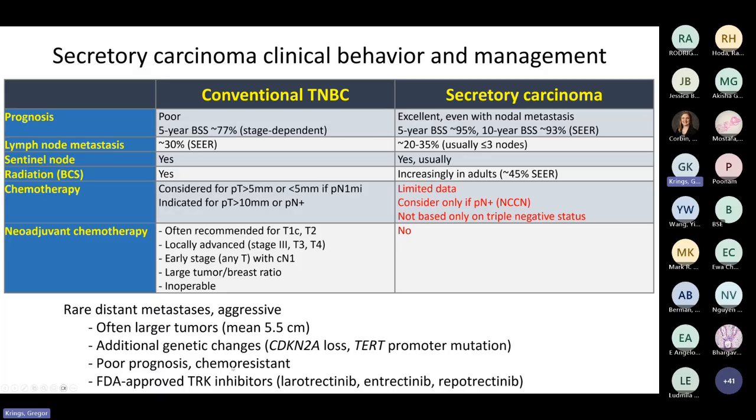The metastatic tumors are often chemo-resistant, but these patients are candidates for FDA-approved TRK inhibitor therapies such as larotrectinib, entrectinib, and repotrectinib, which have shown efficacy in NTRK rearranged tumors in general, including secretory carcinomas.